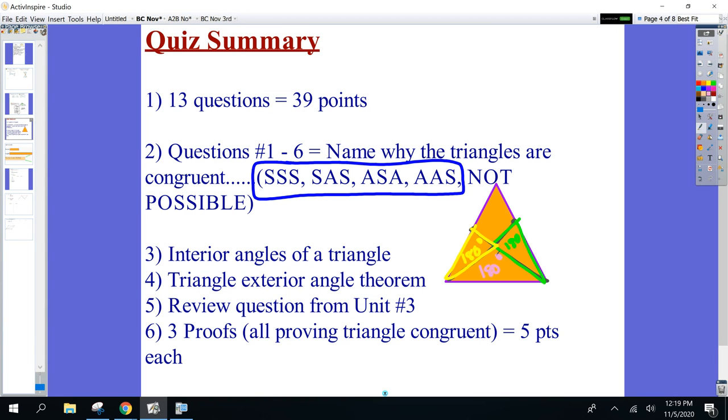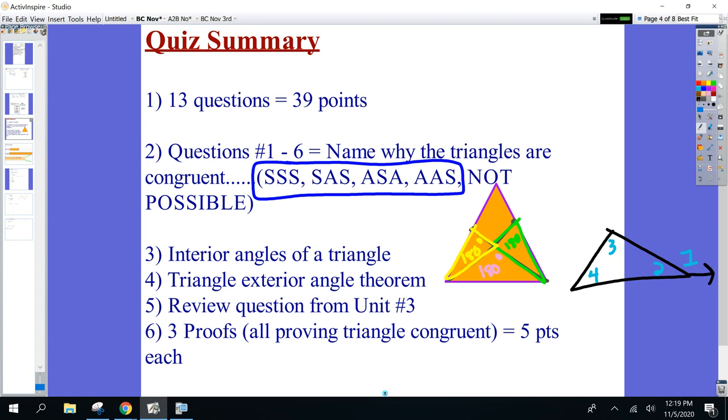Number 4, the triangle exterior angle theorem. I'll just make myself a quick triangle with an exterior angle here. All right, hopefully you guys can see that. I have an exterior angle at 1, next to its angle 2, and then I have 3 and 4 over here.